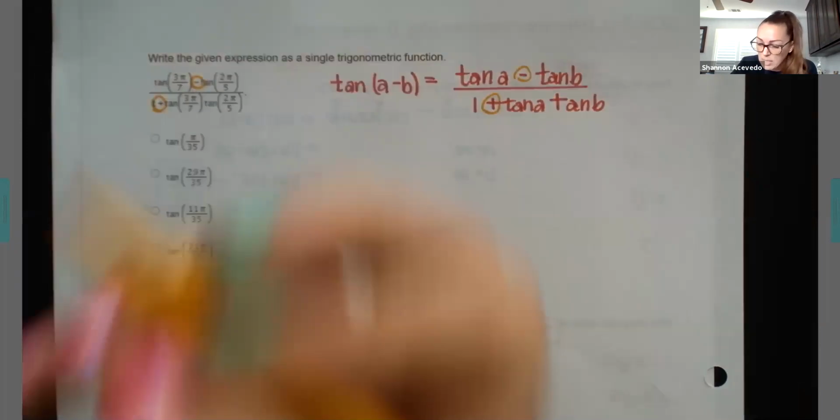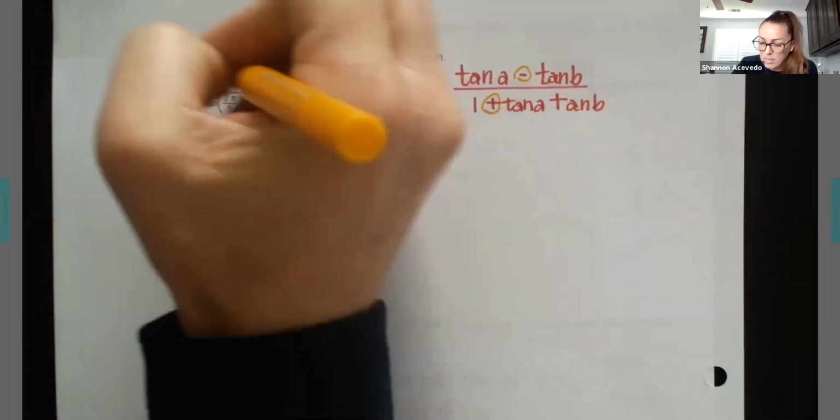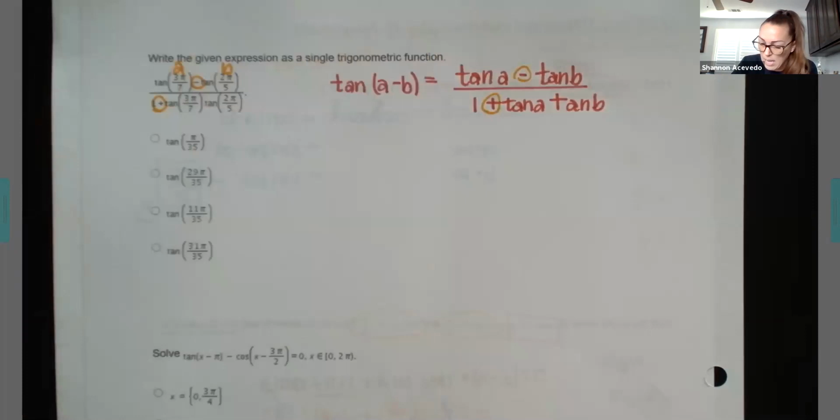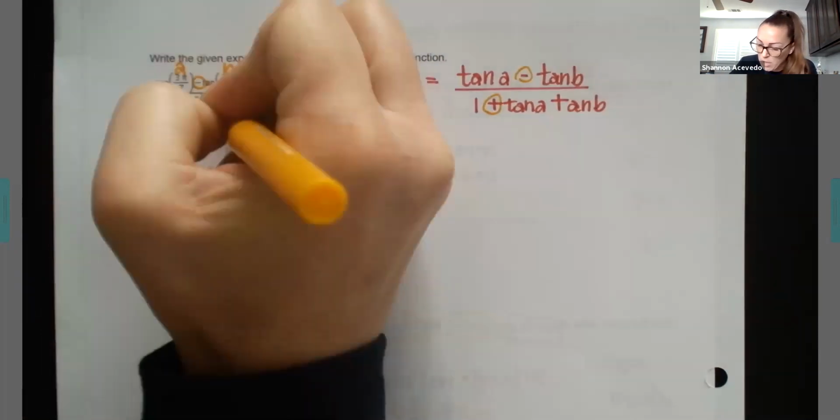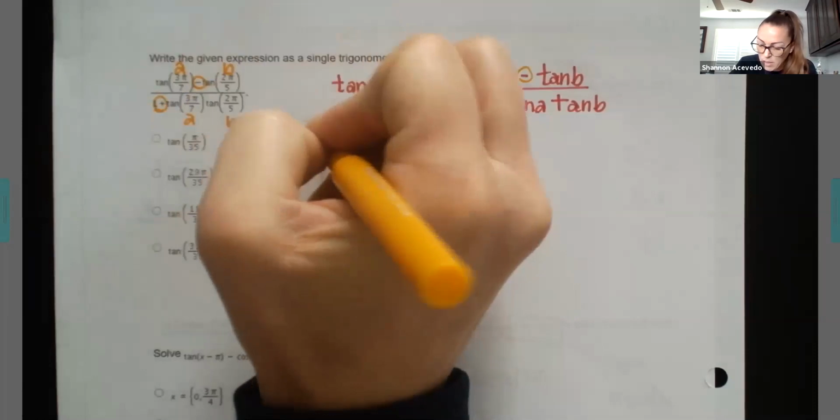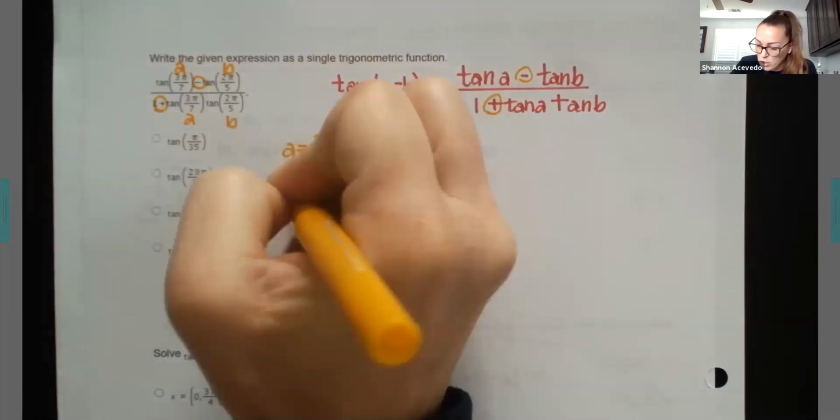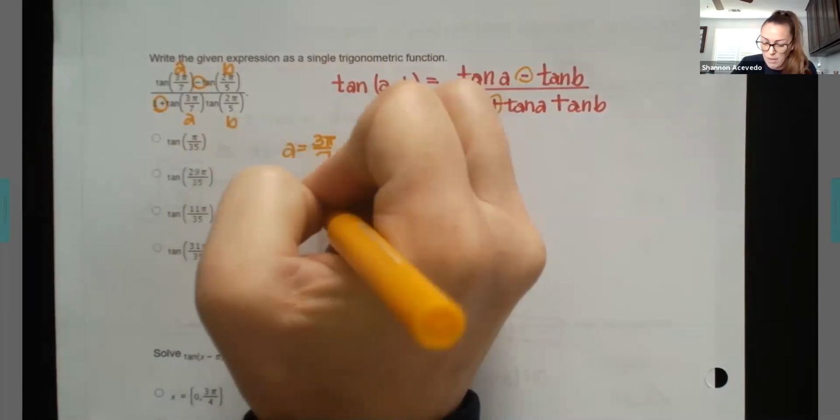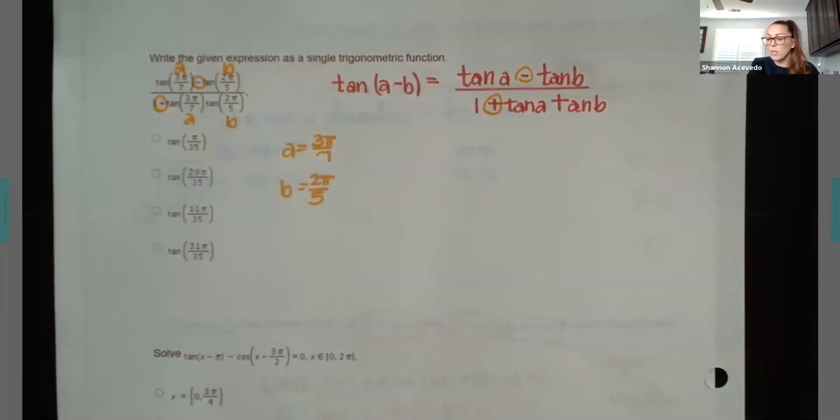That means that this is my A, this is my B. So I know that my A is 3 pi over 7. B is 2 pi all over 5. So I plug in my pieces. I plug in what I know.